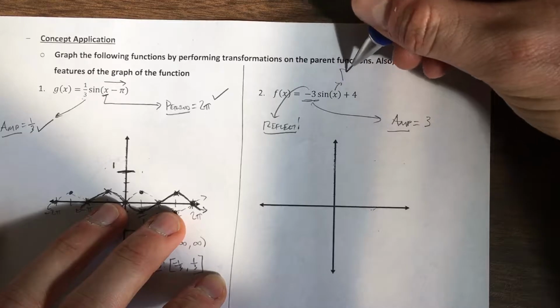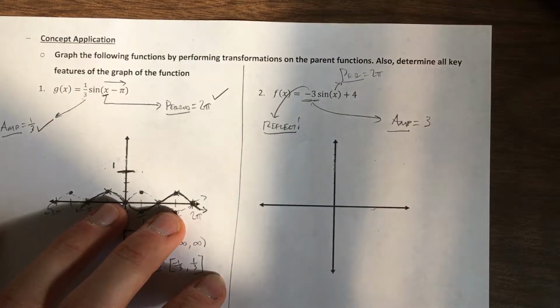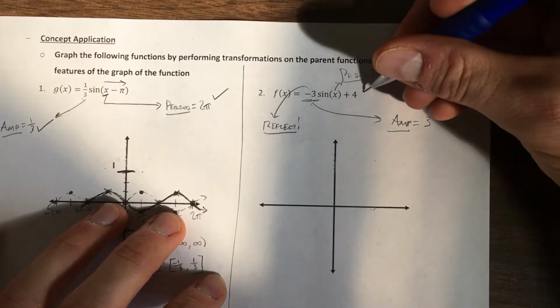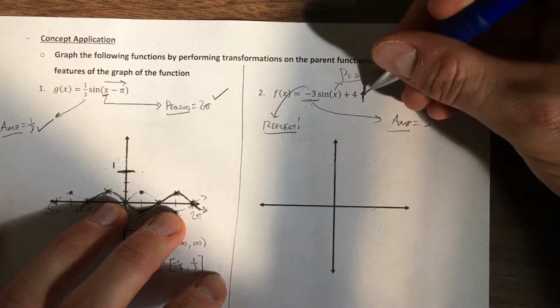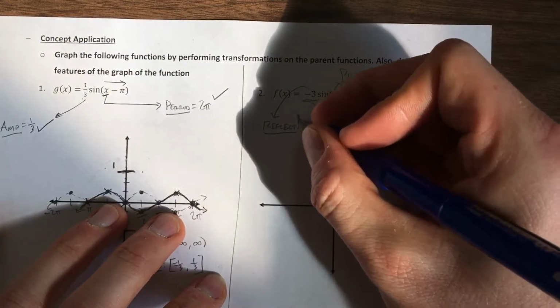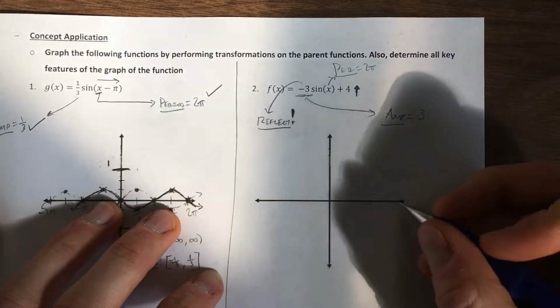X is not being multiplied by anything, so our period stays 2 pi. And the +4 on the outside of our function tells us we're going to shift the entire function up 4. So our period is 2 pi.